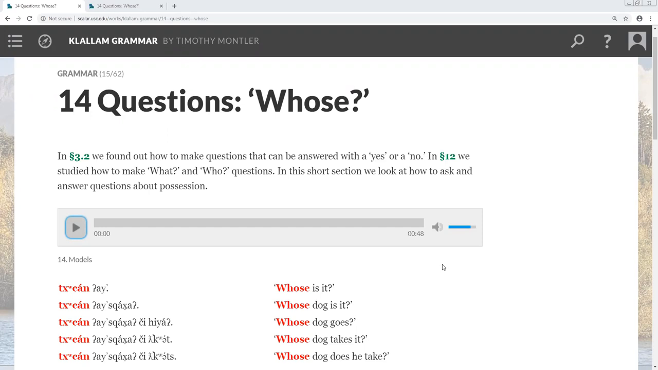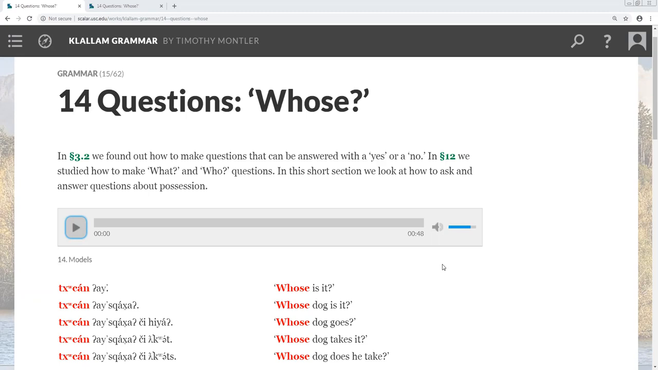If we look at our models, the word for who's in Klallam is the word for who, san, with a raised W on the front of it, san. The question word san comes first, and the thing that is possessed comes next. So if we look at our models, san ait skaha, whose dog is it?